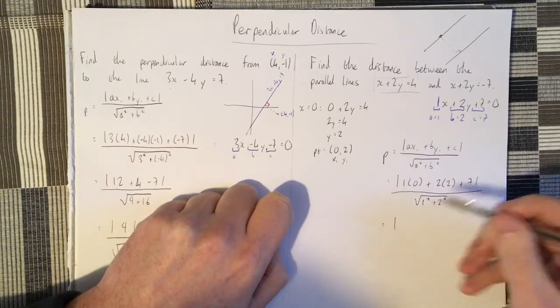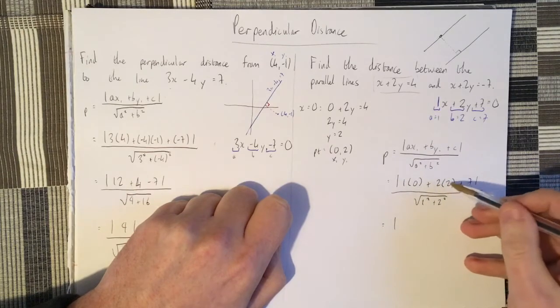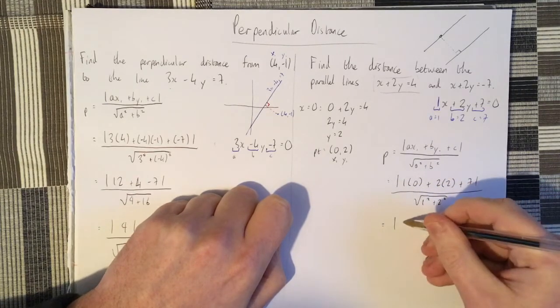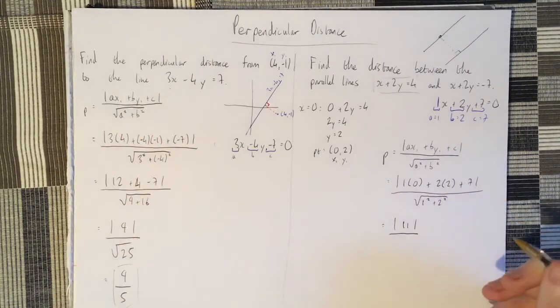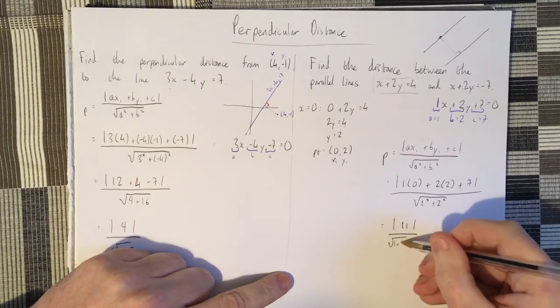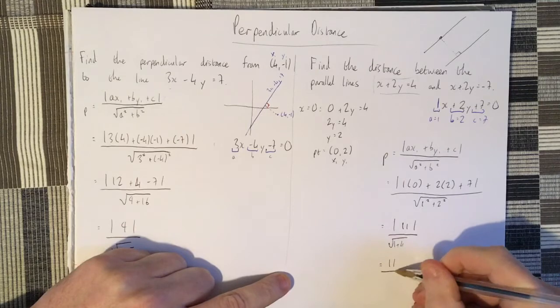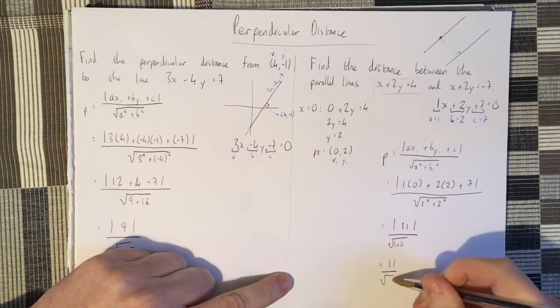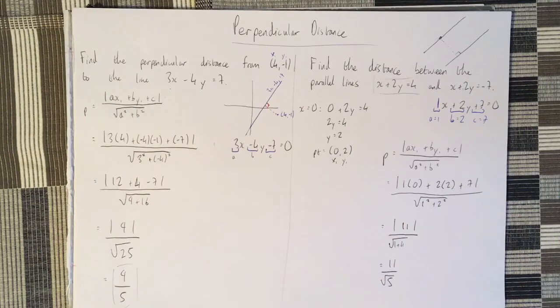So this is equal to absolute value. 1 times 0 is 0. 2 times 2 is 4. 4 plus 7 is 11. So it's the absolute value of 11 over 1 squared plus 2 squared. So 1 squared is 1, 2 squared is 4. So square root of 1 plus 4. So it's equal to, the absolute value of 11 is 11 over 1 plus 4. So the square root of 5. So the perpendicular distance is 11 over root 5.